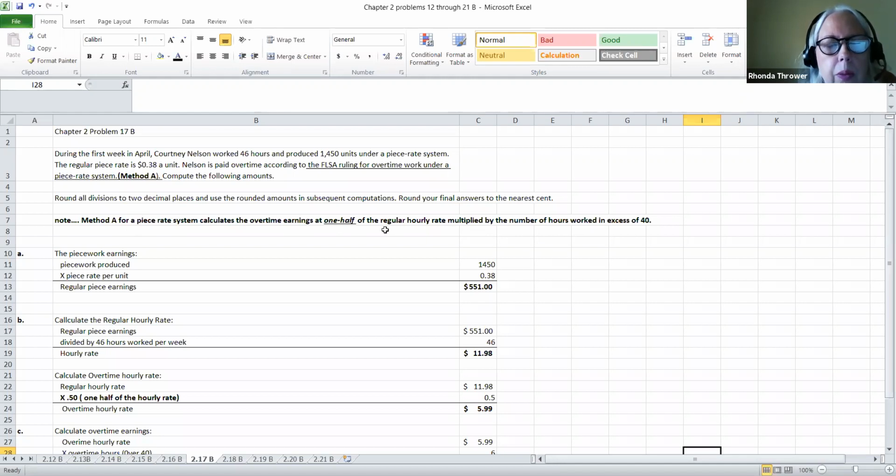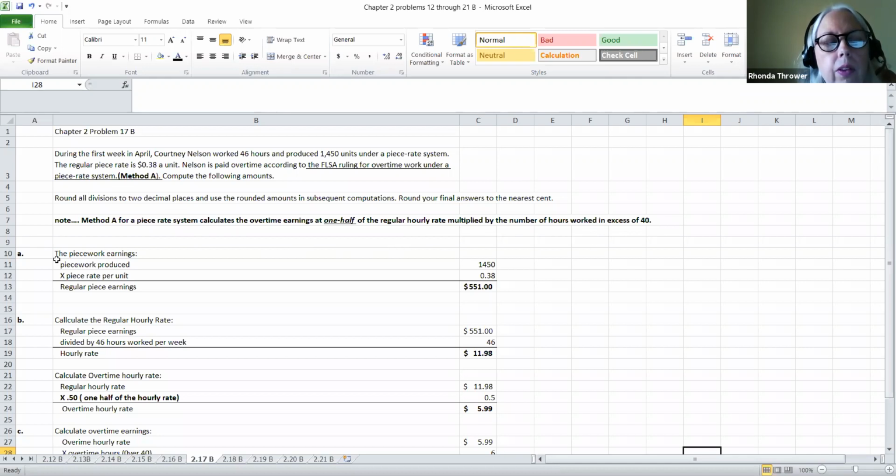In the next problem that I'm going to do with you, we're going to cover a piece rate system, method B, and it's going to be a little bit different than this one. So I want you to make sure that you know that this is method A of the piece rate system. And in method A, we calculate the overtime earnings at 1/2 of the regular hourly rate multiplied by the number of hours in excess of 40.